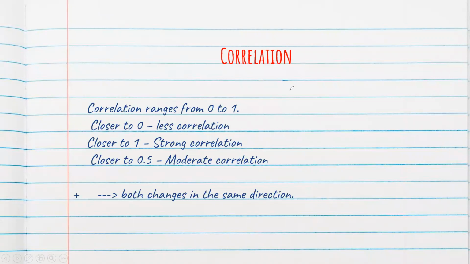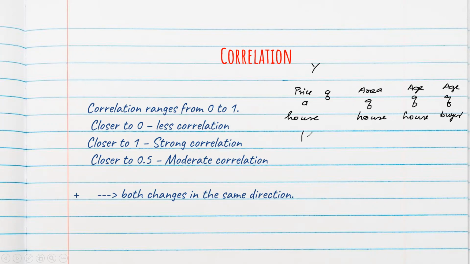Say I'm working on a model to predict the price of a house. So basically this is my dependent variable. I have independent variables like area of house, and also maybe age of house, also age of buyer.